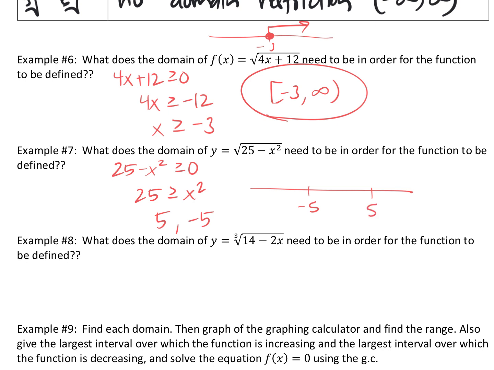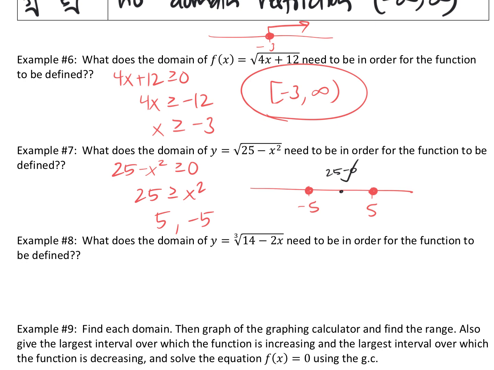The negative 5 and 5 are included because I have greater than or equal to. But we have to test a point here to see what makes my inequality true. If I test the point 0 and plug it back in here, 25 minus 0 squared gives me 25, so that is true, that is greater than or equal to 0.